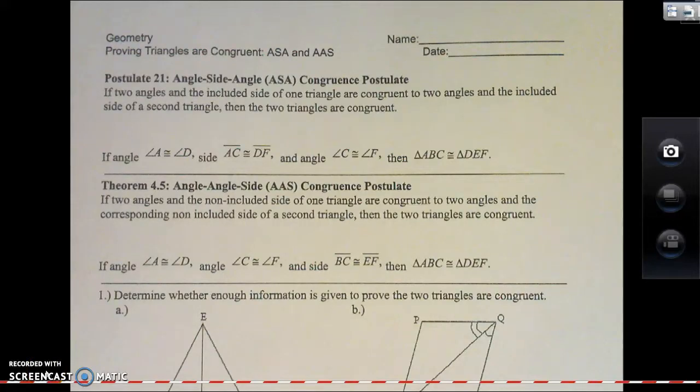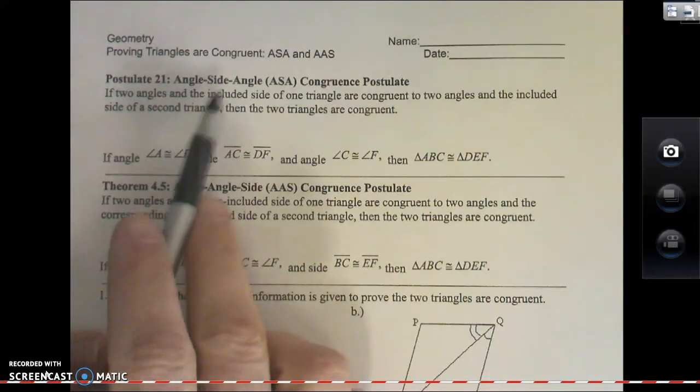Welcome back, everybody. So today we're going to be taking a look at proving triangles are congruent with ASA and AAS. We are adding to our repertoire of congruence postulates. If you take a second to think about it, we literally learned SSS, side, side, side, SAS, side, angle, side, and now we're going to take a look at two more.